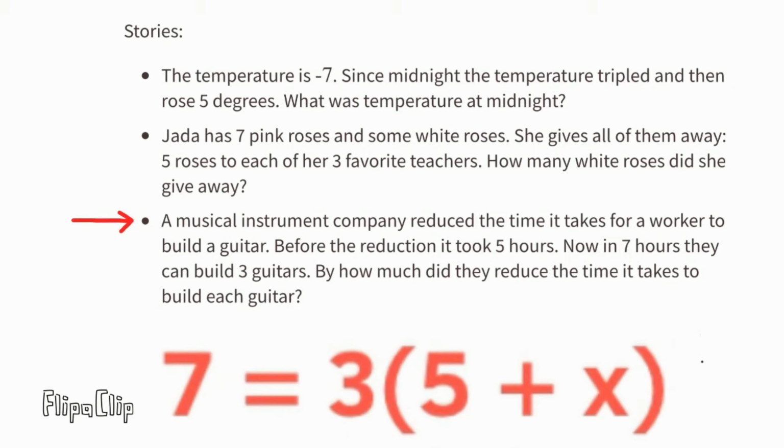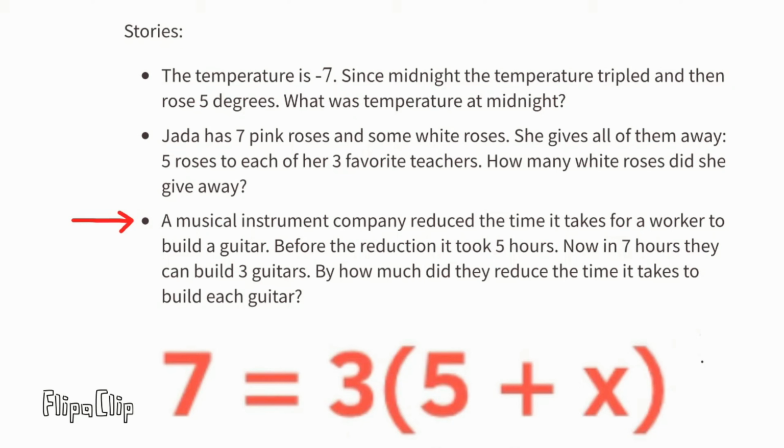In the story, it says now it takes 7 hours to build 3 guitars. That's the 7 in the equation. The story also mentioned that before the reduction in time, it took 5 hours to build 1 guitar. That's the 5 in the equation. And the x in the equation represents the last sentence in the story. By how much did they reduce the time it takes to build each guitar?